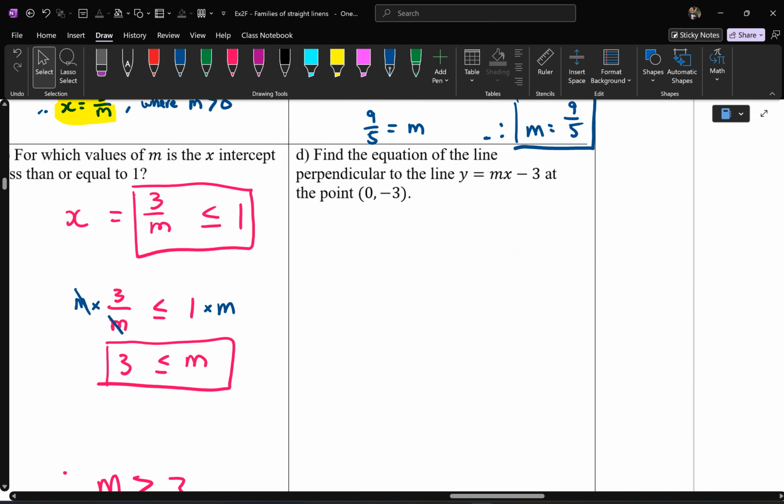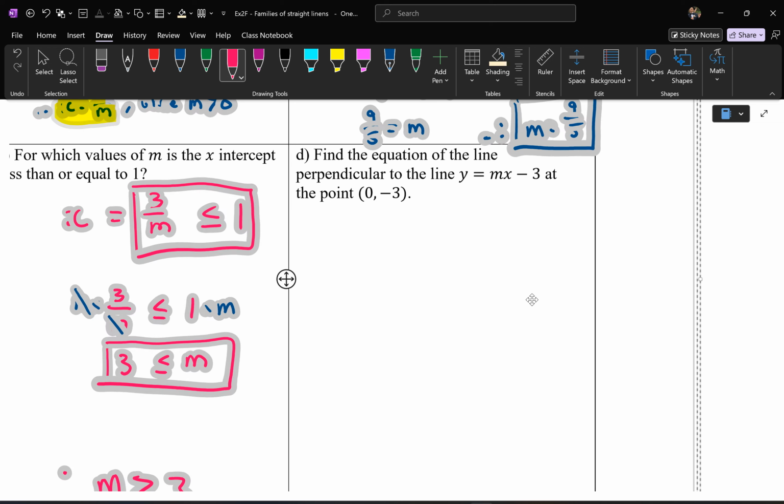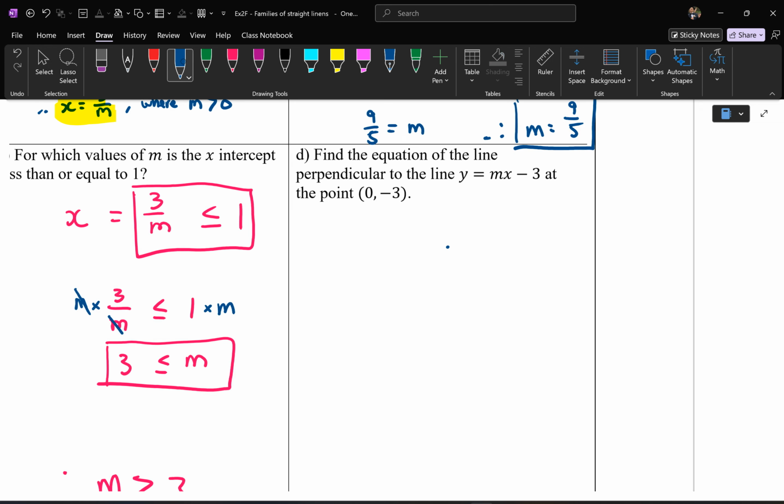Find the equation of the line perpendicular to the line y equals mx minus 3 at the point (0, -3). How do we do this? Here we go. y equals mx minus 3. That's your equation. You want to find the equation that is perpendicular to this line. Now, if it's perpendicular, what's the property again? For it to be perpendicular, can I please have Artie? What's the property for perpendicularity?